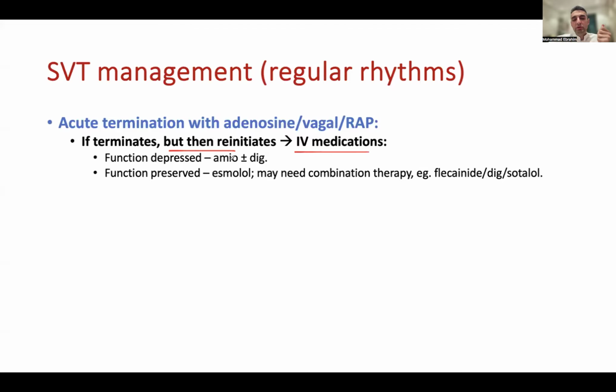If this is the case, I usually give IV medications. We do a quick echo to check the function. If the function is depressed, I prefer amiodarone plus or minus IV digoxin. If the function is good, I prefer esmolol.